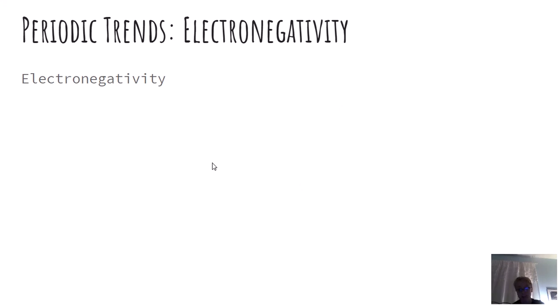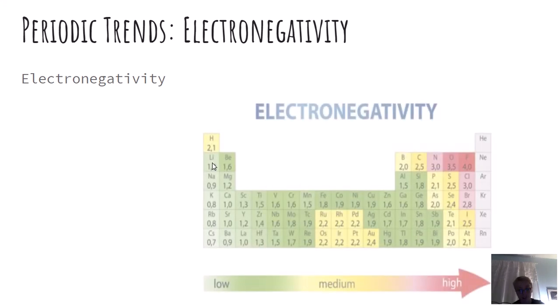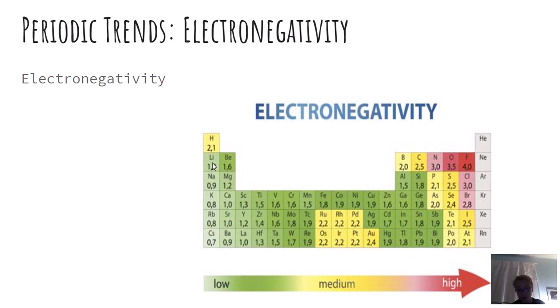Periodic trends, electronegativity. Electronegativity is the measure of how strongly an atom attracts bonding electrons to itself. Electronegativity decreases going from top to bottom and increases going left to right. Example, when comparing oxygen with sulfur, oxygen has more electronegativity because it is higher on the periodic table.